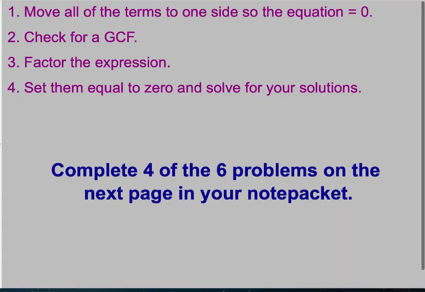All right. So now I want you to try 4 of the problems on the next page for yourself. Rewrite them if you need to move terms all to the same side. Check to see if there's a greatest common factor I can factor out. Then factor the expression into two binomials, and then set them equal to 0 and solve for your solutions. See how you do.